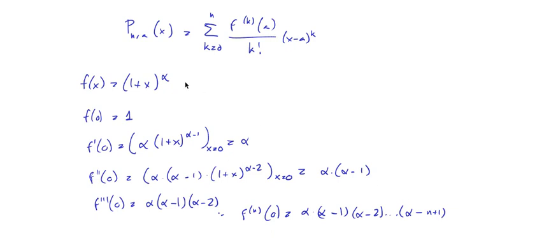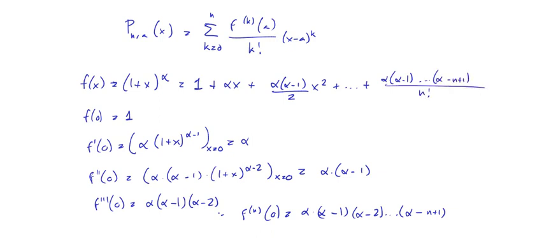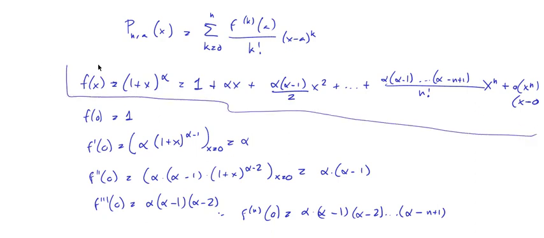Okay, so now, using Taylor's theorem, we can write the equality: 1 plus alpha times x plus alpha times alpha minus 1 divided by 2 times x squared plus, and keep going, and then we have alpha times alpha minus 1 times and so on up to alpha minus n plus 1, divided by n factorial, times x to the n, plus small o of x to the n when x goes to 0. Okay, this is the Taylor polynomial of this function.